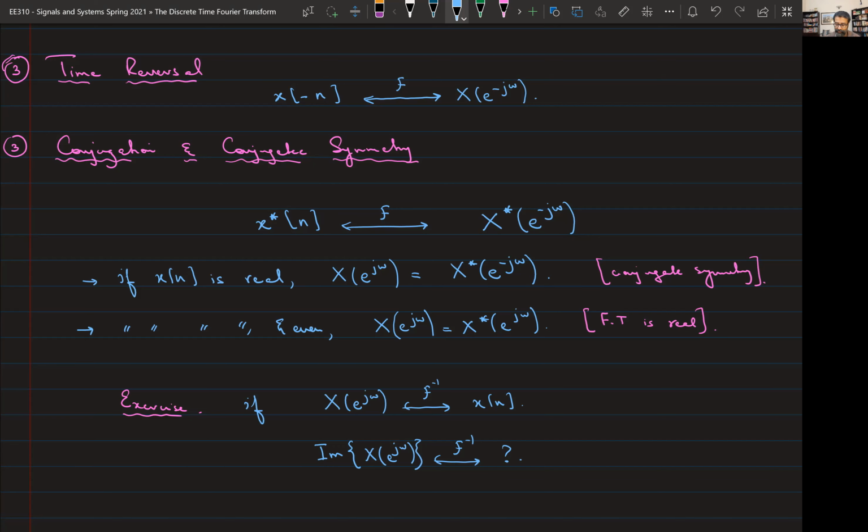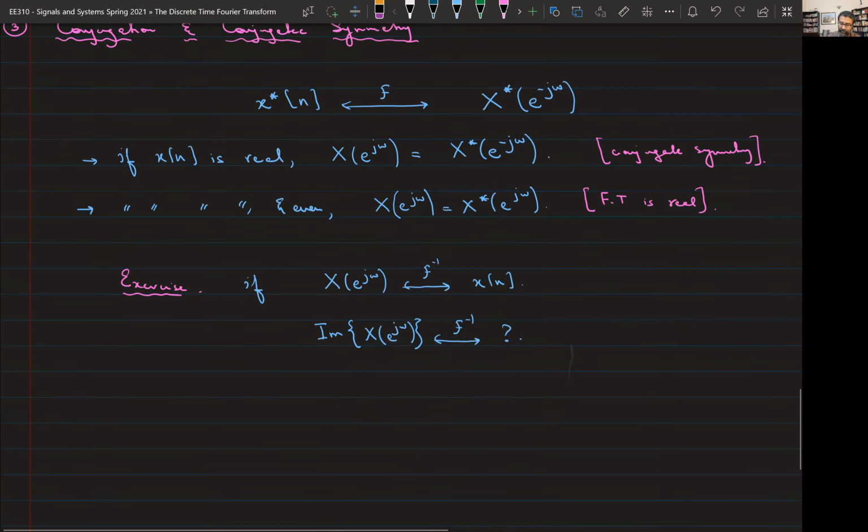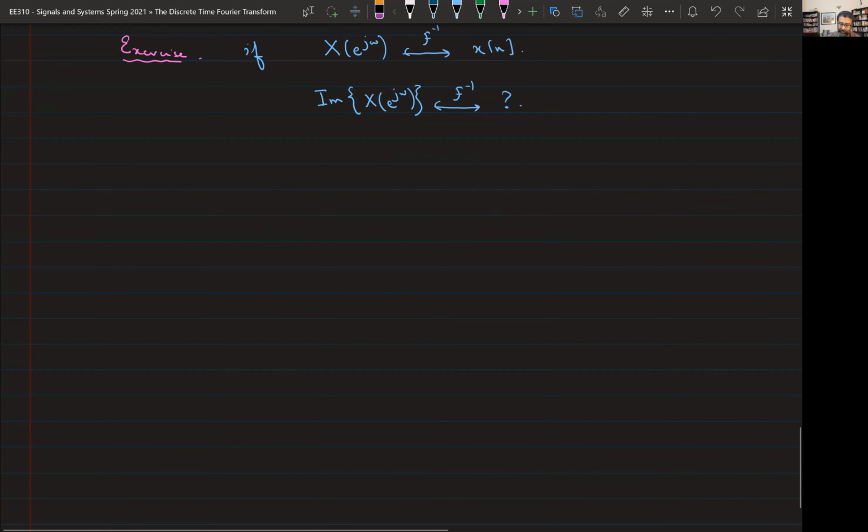And what is written in the table? Everyone wrote in the table that j times the imaginary part of x of e raised to j omega has a Fourier transform of the odd part of x of t. But I don't really like to remember this kind of stuff, right? I just know the fundamentals, and using the fundamentals, I can do anything, right? So here's what I would do.